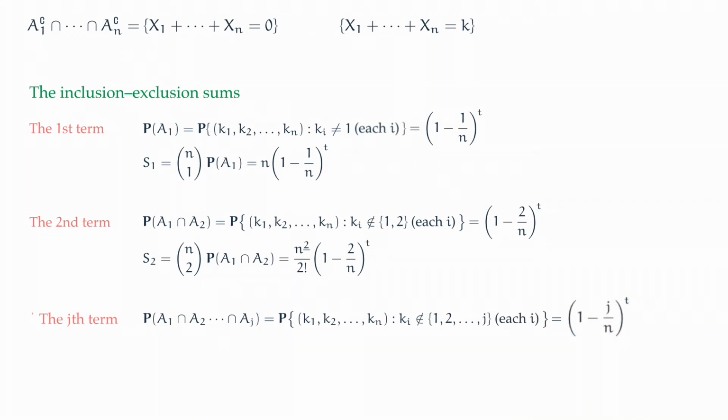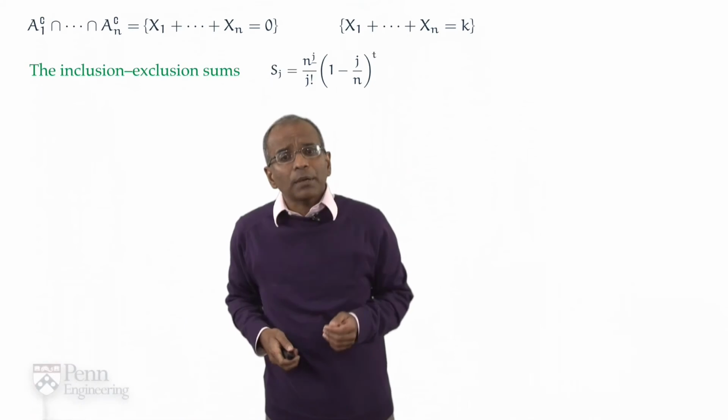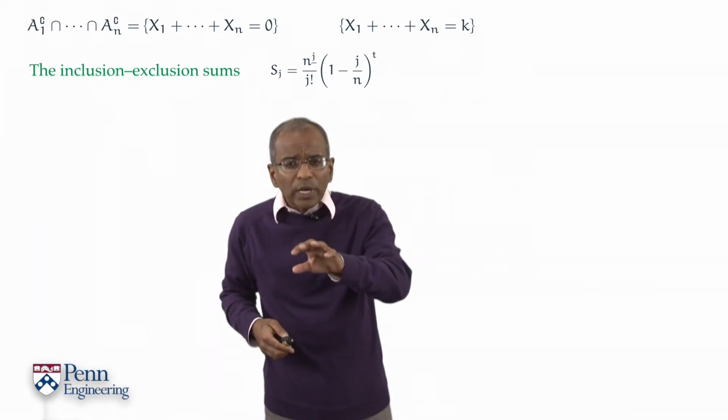The chance that this unhappy event happens in t independent purchases in a row is (1 - j/n)^t, and therefore the corresponding inclusion-exclusion sum S_j is simply n choose j times this quantity, and we'll write it out in falling factorial notation as n to the j falling over j factorial times (1 - j/n)^t. Now we understand the generic term.